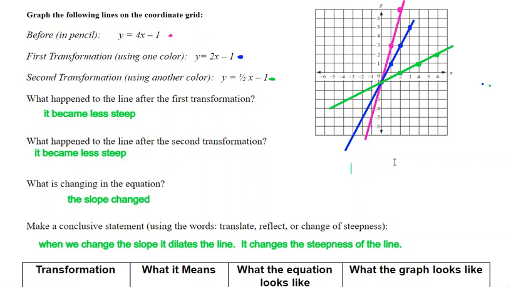If you ever change a slope, any big number is going to make the slope more steep. Any small number is going to make the slope less steep. And you can see that here, right? Like 4 is pretty steep here. That pink line is pretty steep, right? Where if you see a half, that is less steep. It's a lot more flat, right? So in general, if your slope is bigger than 1, it's going to be more steep. If it's less than 1, it's going to be less steep. Okay? All right, so that is called dilating or changing the steepness of a line.